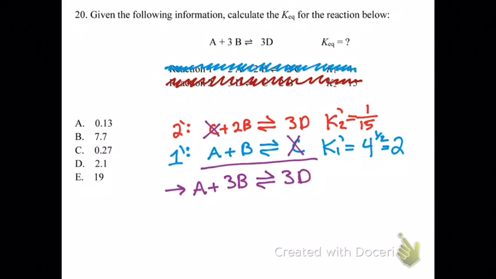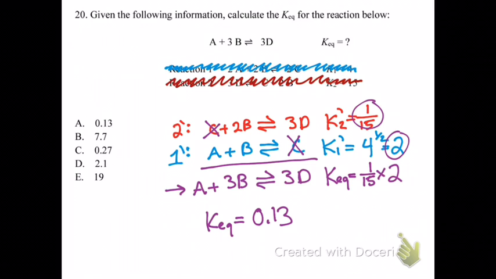Whenever we combine two reactions together, we take their equilibrium constants and multiply them together. So our overall Keq of this reaction is going to be equal to 1/15 times 2. We're just multiplying this value and this value together, which leaves us with our answer: Keq equals 0.13.